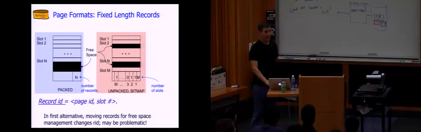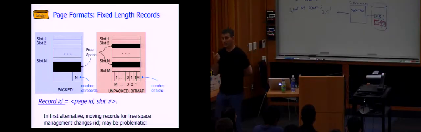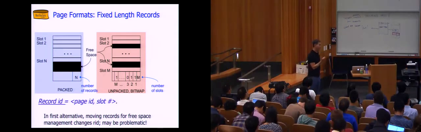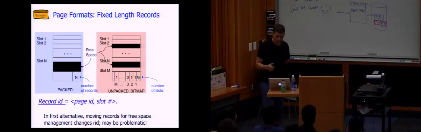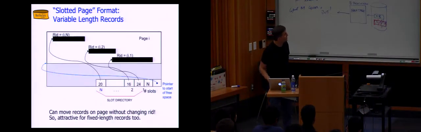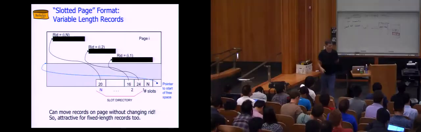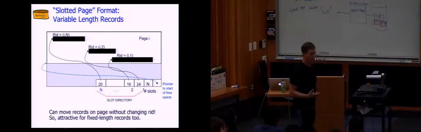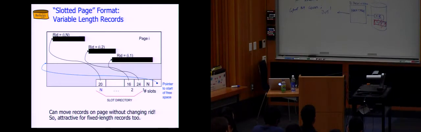Okay? Now, this was still assuming that we had fixed width tuples, which is a strong assumption. When it's true, this is great, very efficient. When it's not true, we have to do something else, and you get what's often called a slotted page format. All right? And this is the most general format for organizing a page.